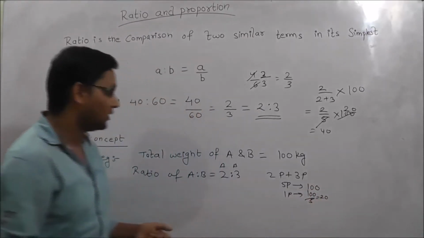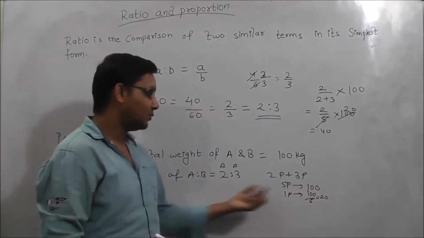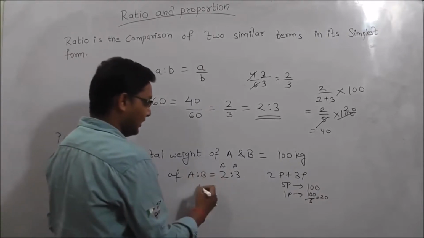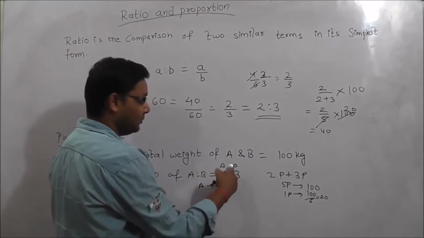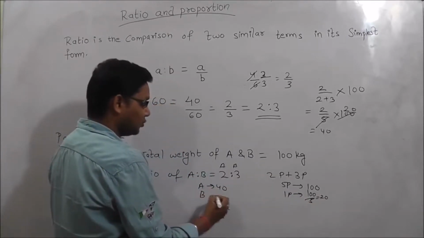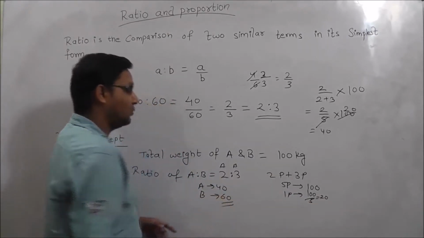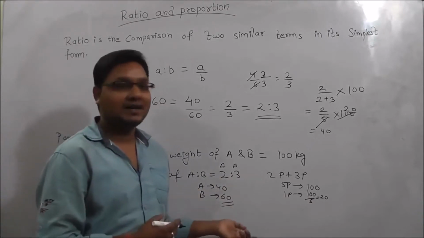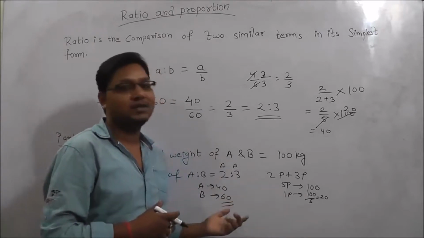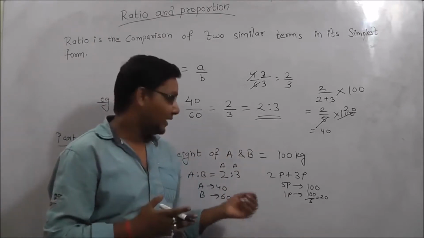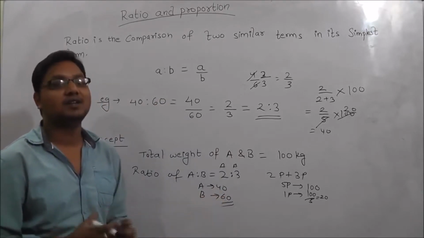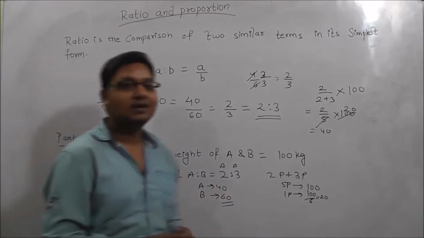So 20 is 1 part. Directly we can say that 1 part is 20. So 2 parts will be 2 into 20, that is A will be 40. And B is 3 parts. So 1 part is 20, so 3 parts will be 60. So B will be 60. By using the part concept, we can directly see it, not even needing to write on paper. Directly you can calculate in your mind, and you can see that the weights of A and B are 40 kg and 60 kg respectively.